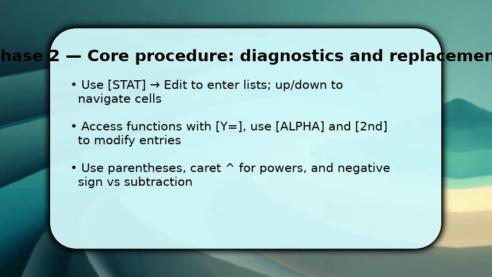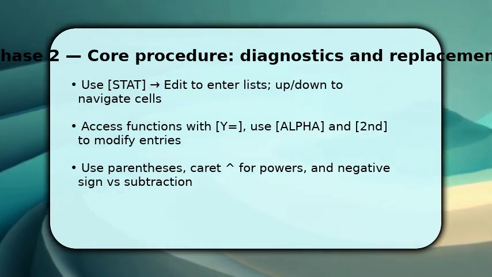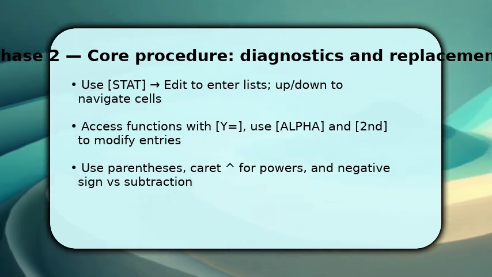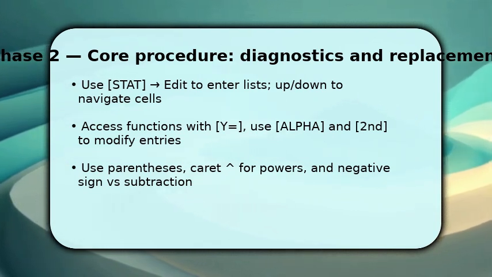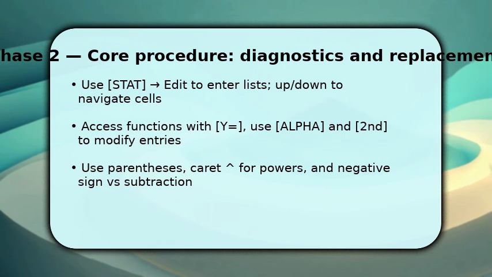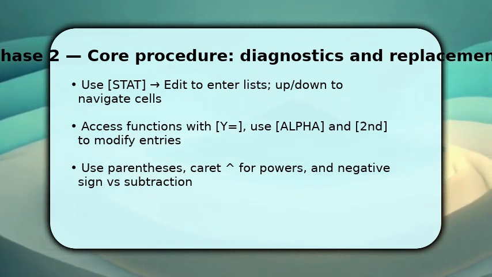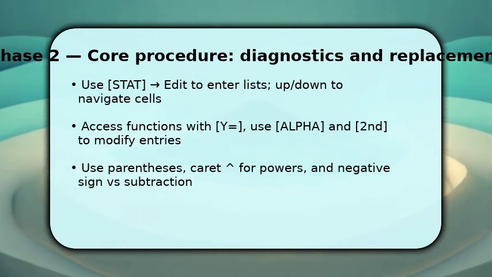When typing formulas, use parentheses liberally. This prevents order of operations mistakes, and use the caret for exponents. Once data are entered, edit a cell by selecting it and typing. Press Enter to save. If you need to reuse previous results, recall them with the ANS key. This avoids retyping complex expressions and reduces transcription errors during multi-step problems.